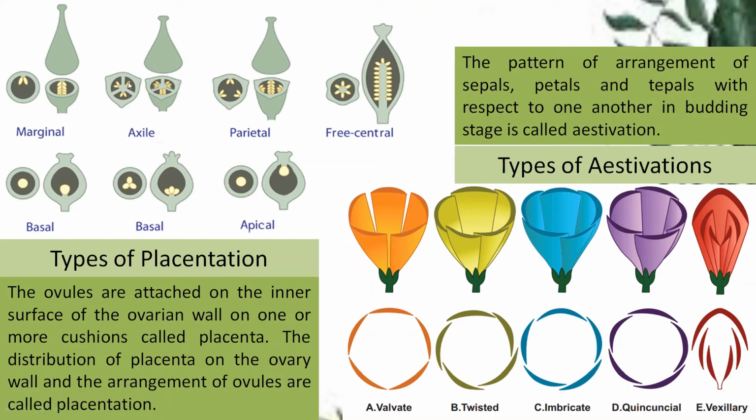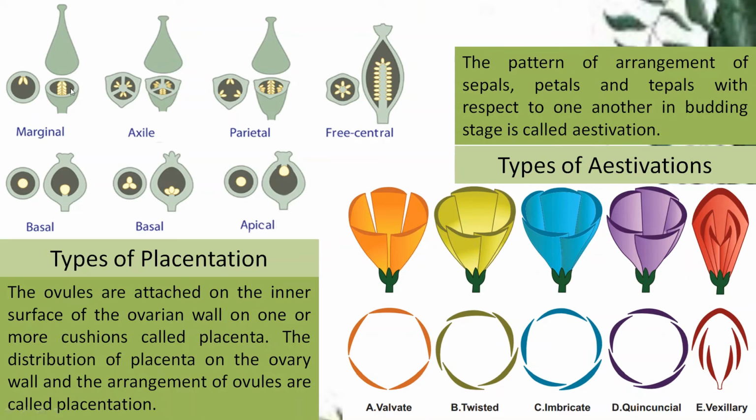So in the cushion, these ovules are attached to the ovary wall, and this is called the placenta. The distribution of placenta on the ovary wall and the arrangement of ovules are called placentation.